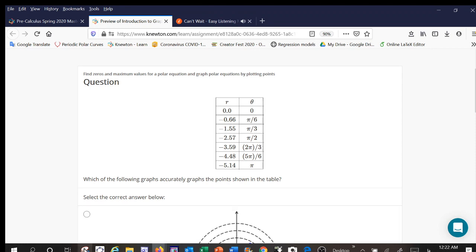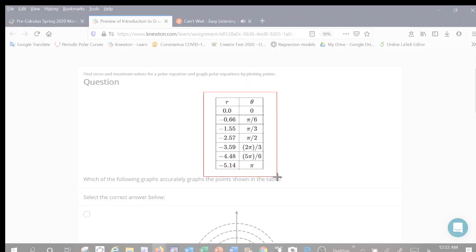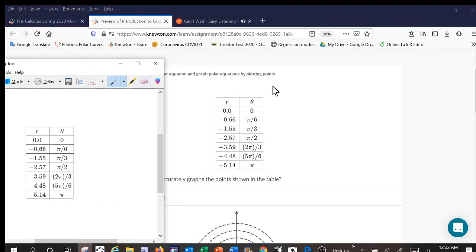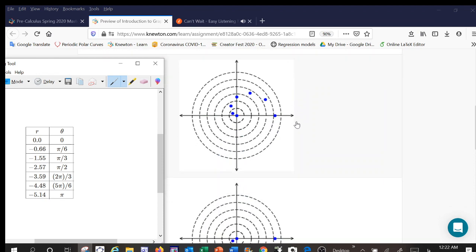Now this one says which one of these is the correct graph. So in order to do that, we need to look at this. So I'm just going to put it over here so we can look at it when I go down. Is this the graph of these points? Well, let's see. Where is 0 at 0? We are supposed to be at 0, right? So it looks like at 0, theta, we have to be at 0. So it looks like it's correct.